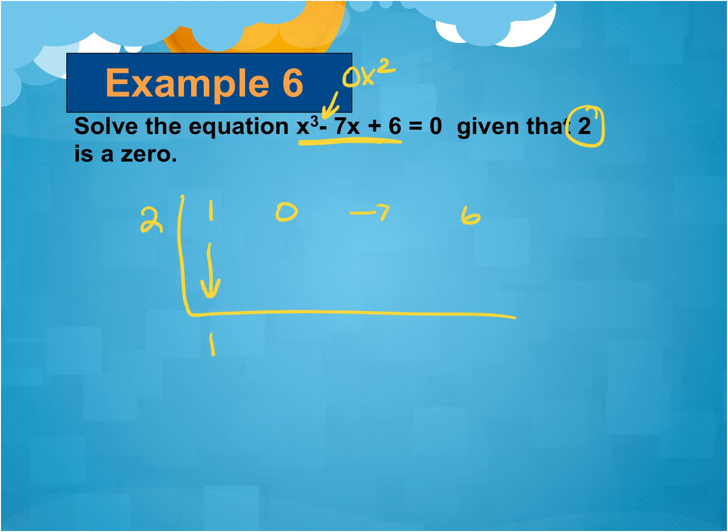Bring down the 1. Multiply it. Put it in the next column. Add it. Multiply it, put it in the next column, add it. Multiply it, put it in the next column, add it. If you don't get a 0 on this kind of question, you did something wrong, or I did a typo. Hopefully it's on you and not me. This is my remainder 0, which confirms that 2 is my factor.